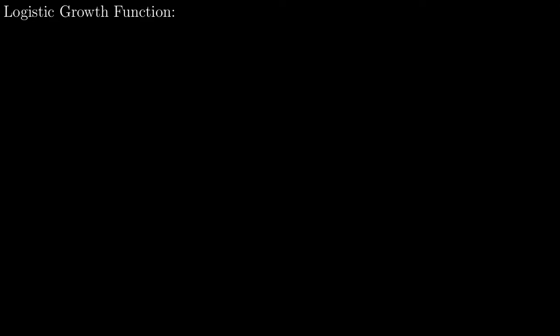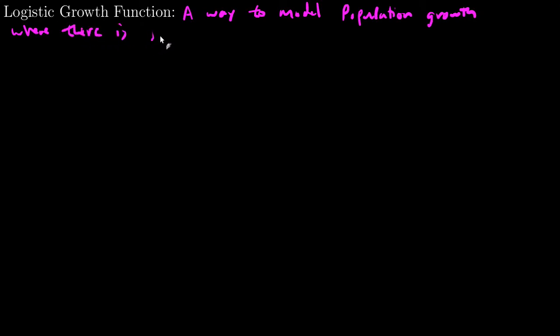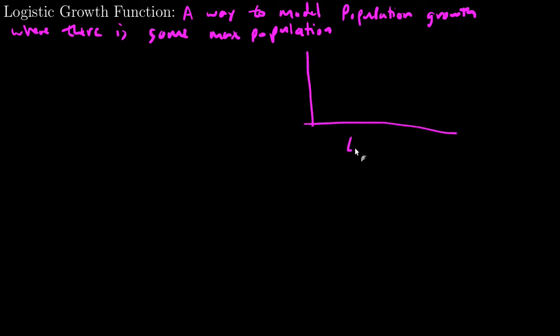Logistic growth function is basically a way to model population growth where there is some max population. I like to consider this as sort of the zombie example. So we have time and we have number of zombies.